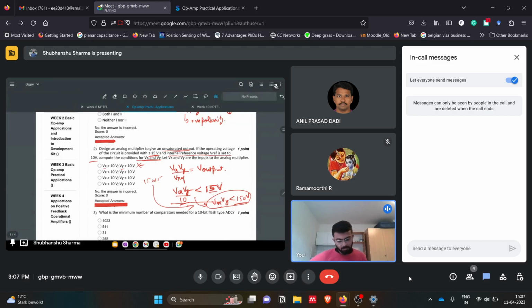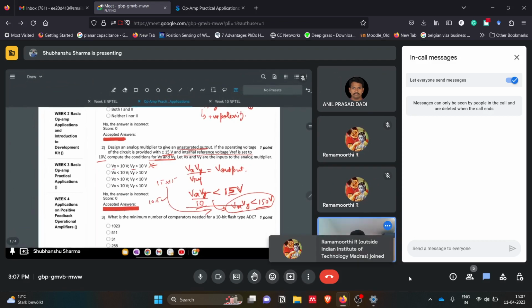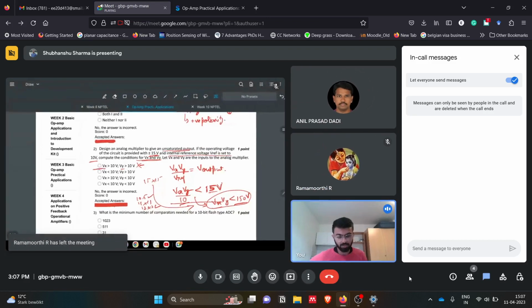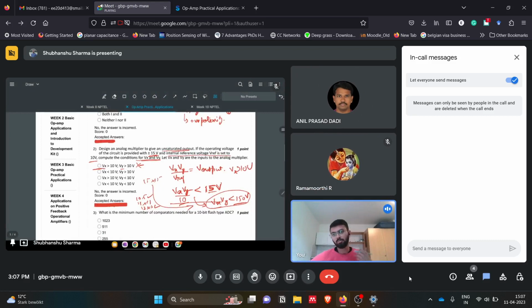Suppose Vx is greater than 10, Vy is greater than 10. Suppose 10.5, 10.5, it will work. Then 11 into 11, 12 into 12 also works. But still this is open ended on the other side. It is greater than 10 volt, so it can be anything beyond 10. It can be 20 also. That will not satisfy. That's why we'll have to limit the condition, because this is open ended. Getting my point?